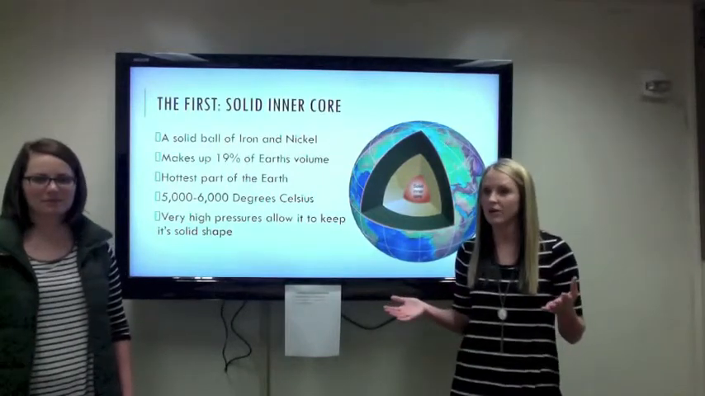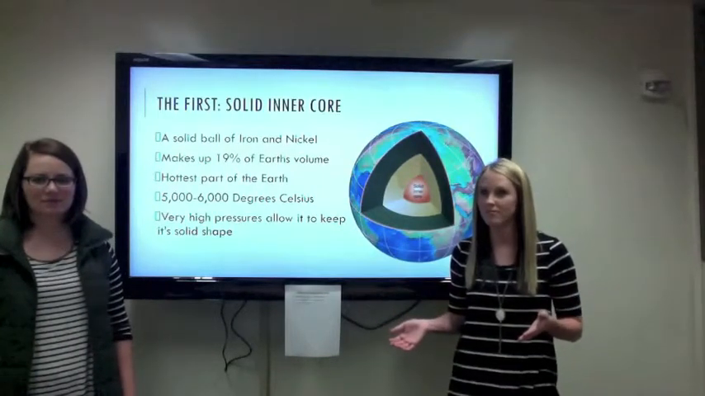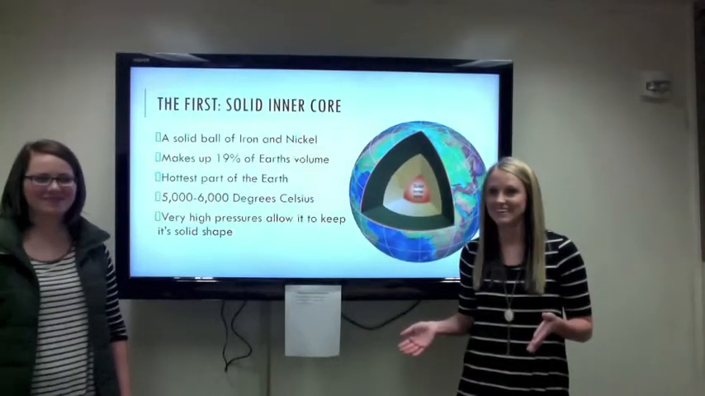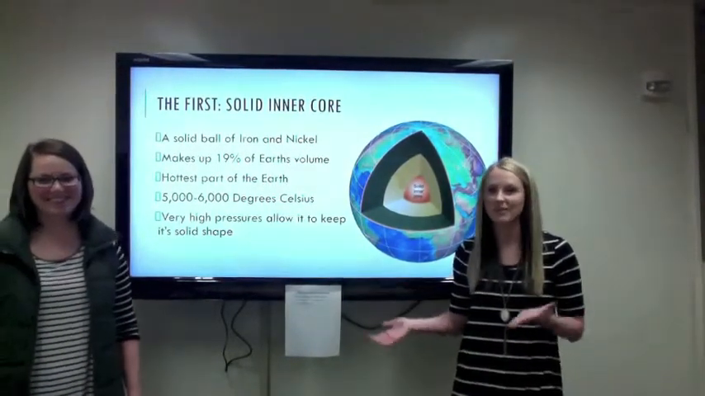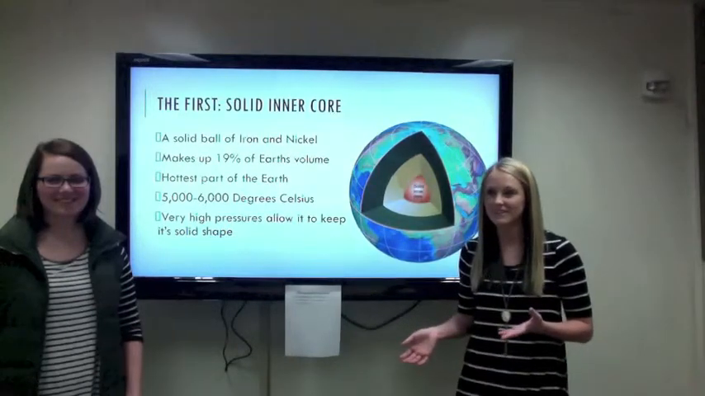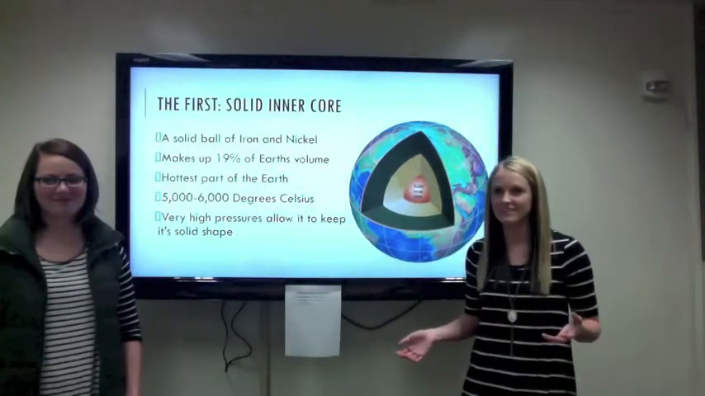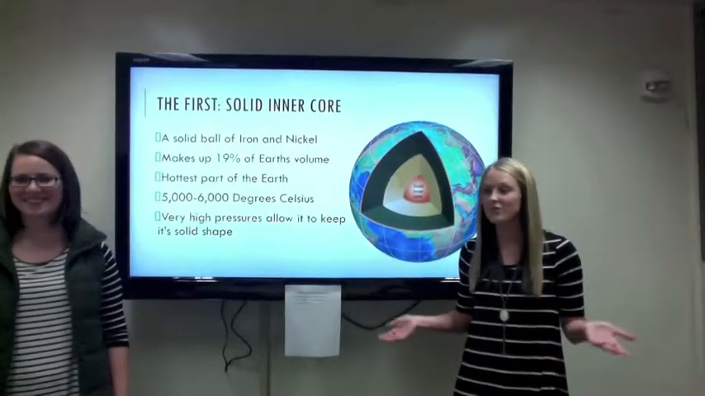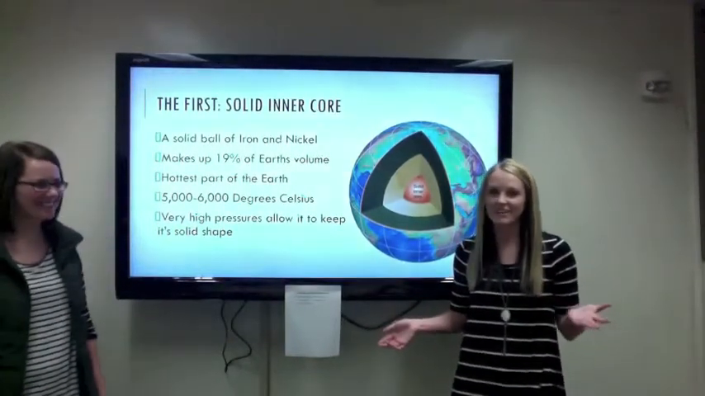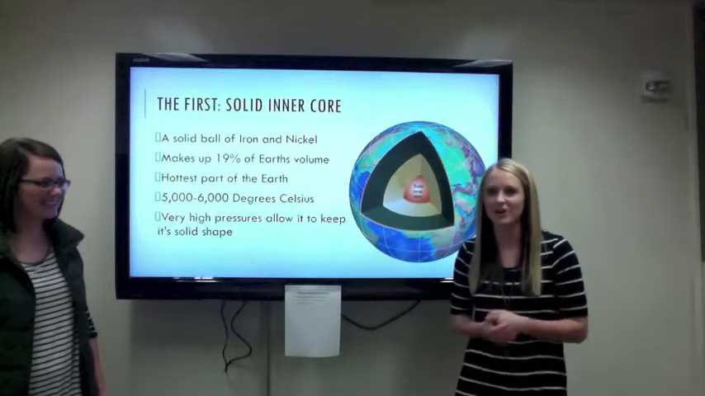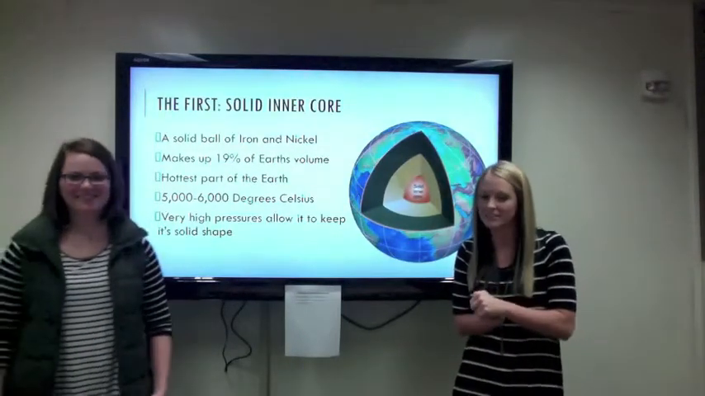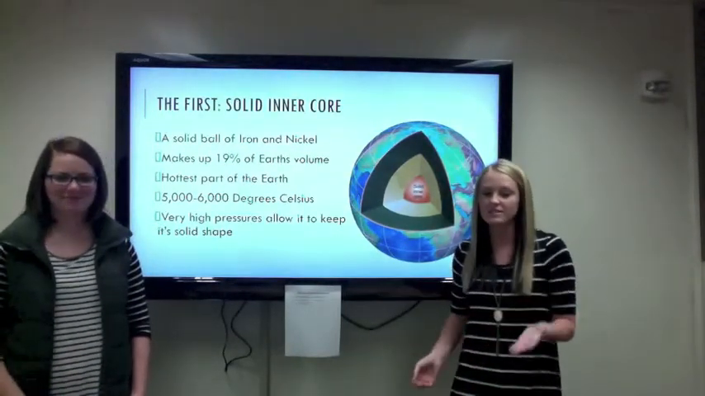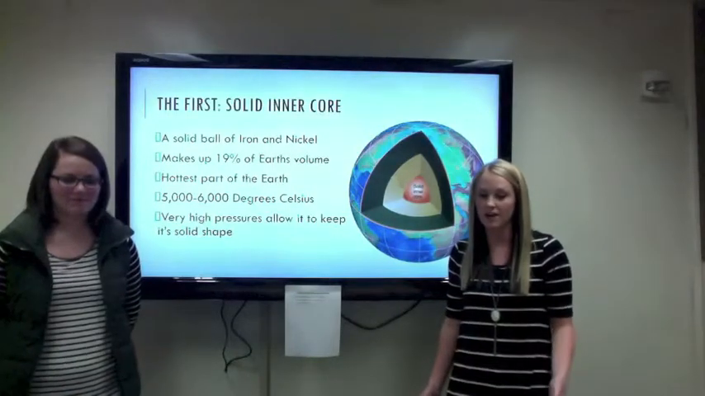What can we tell about this layer from the name? It's the inner core, and it's solid. What's another word for solid? What does that mean? I don't know. No one knows? Okay, solids are hard, so it's hard in texture. It's very compact. So this layer is made up of a solid ball of iron and nickel.